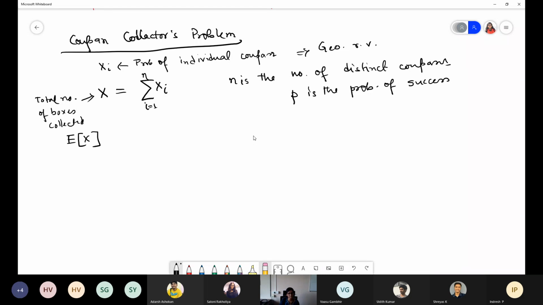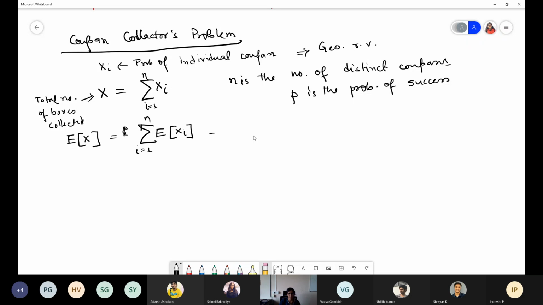So we then computed E of x. What was this value? Can you recall? 1 by p, ma'am, the expectation of a geometric variable. Yes. Sorry, my bad. So I have to take E of x, the sum over E of xi, i equals 1 to n.